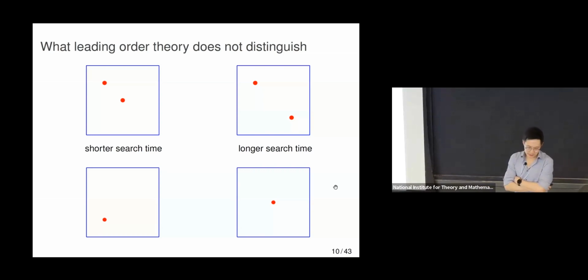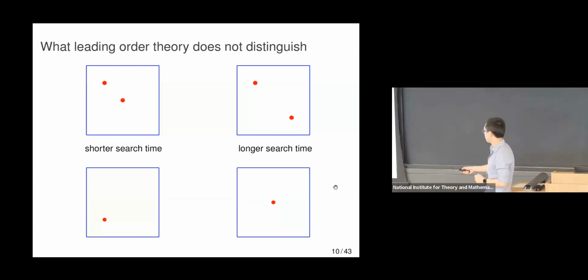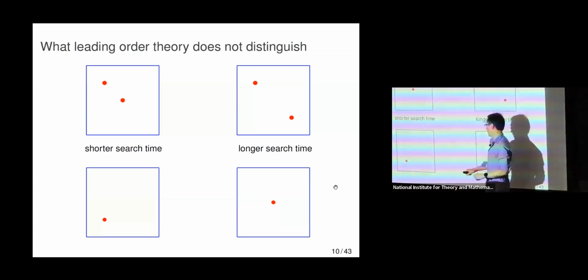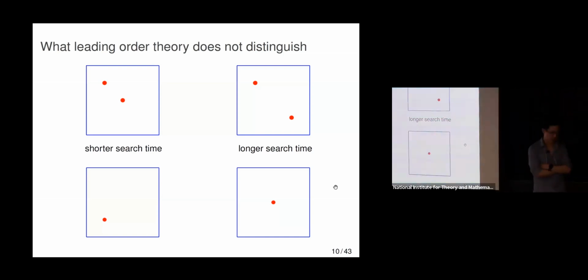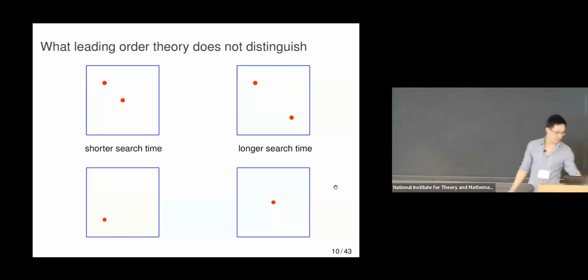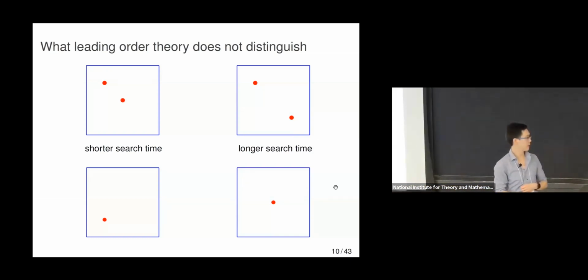So I showed you the leading order result. What does it not distinguish? Well, for example, it doesn't tell you that if I have two targets and I want to minimize search time, it's better to space them out more evenly rather than have them clumped together in the corner. Similarly, with reflective boundary conditions, if I want to minimize search time and place a target somewhere, it's obviously better to place it in the center than to have it somewhere in the corner.